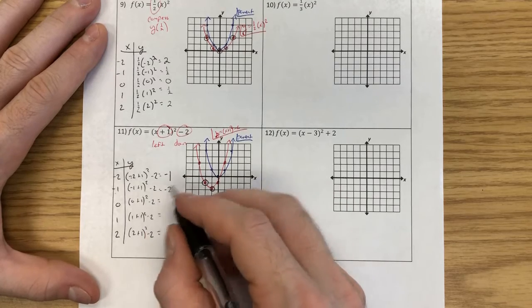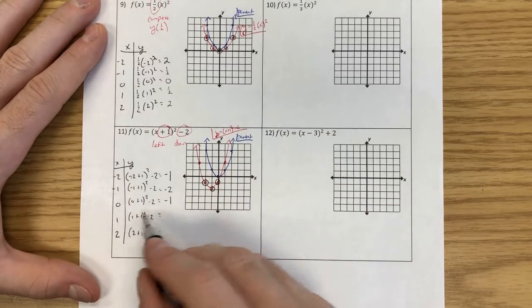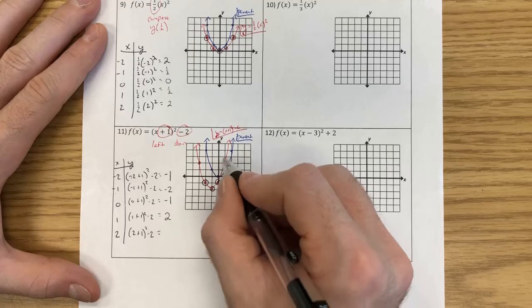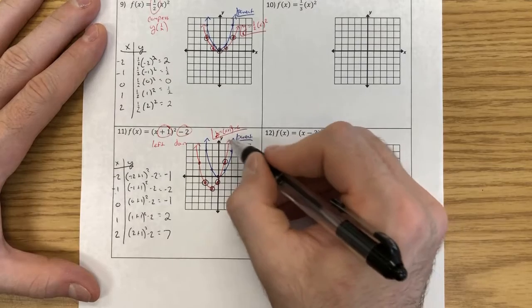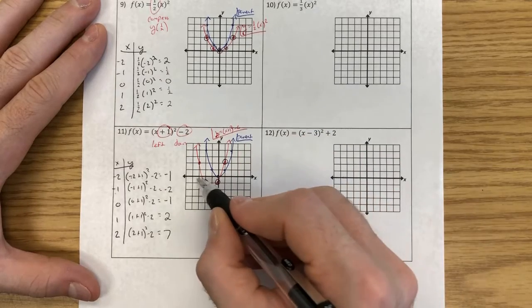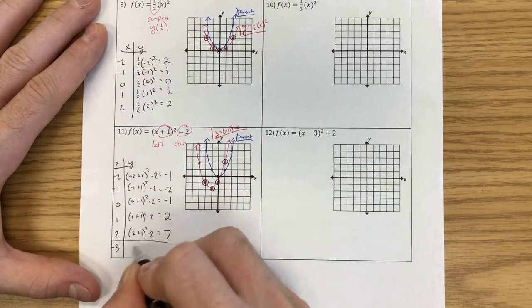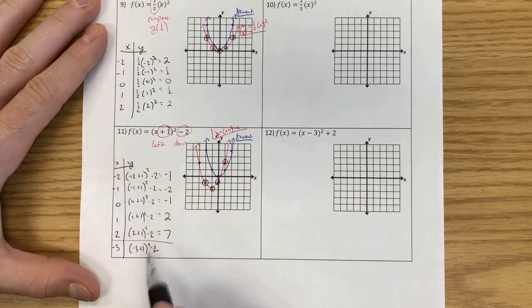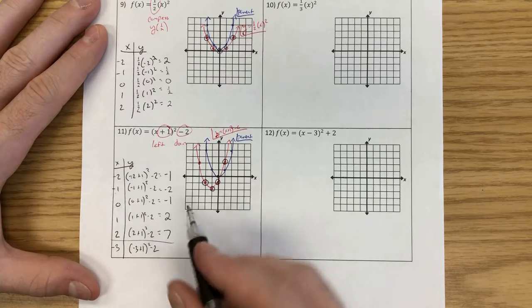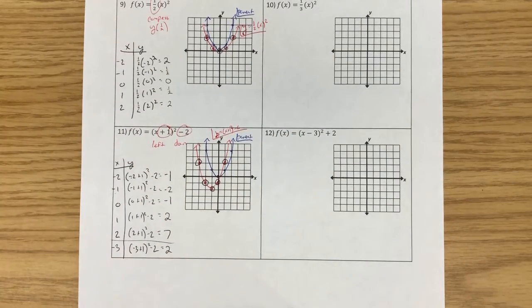So -1, -2, that checks out. 0 plus 1 is 1, 1 squared is 1, -2 is -1, that checks out. 2 squared is 4, -2 is 2, so 1, 2. That checks out. 3 squared is 9, -2 is 7. I don't have a point right over here, but I bet you that would check out. The only point I haven't checked is -3. So I'm going to see what happens when I plug in -3, and I'm hoping to get 2. So -3 plus 1 is -2, squared is 4. 4 minus 2 is 2. Yep, they all check out. And there we go.